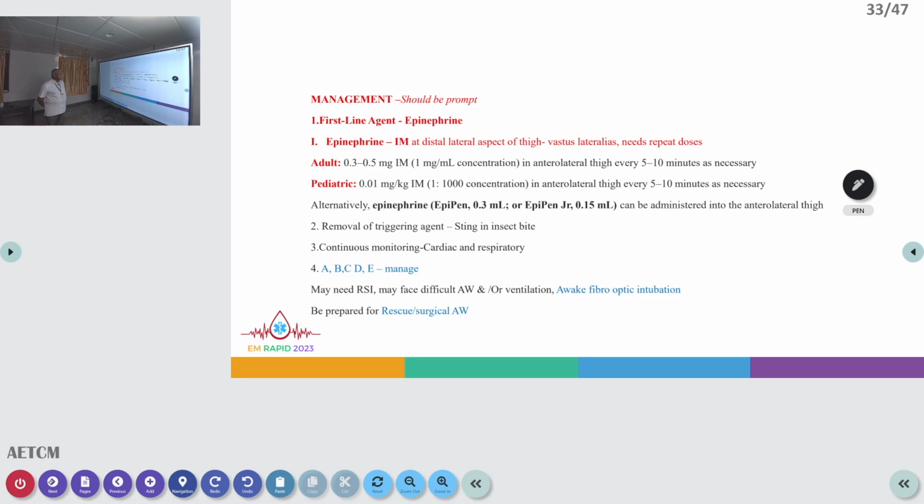For example, a sting or insect bite. Continue monitoring the cardiorespiratory system and manage resuscitation: airway, breathing, circulation, disability and exposure. These patients may need RSI. So always go for awake fiber-optic intubation and be prepared, in case necessary, to go for a rescue or surgical airway.